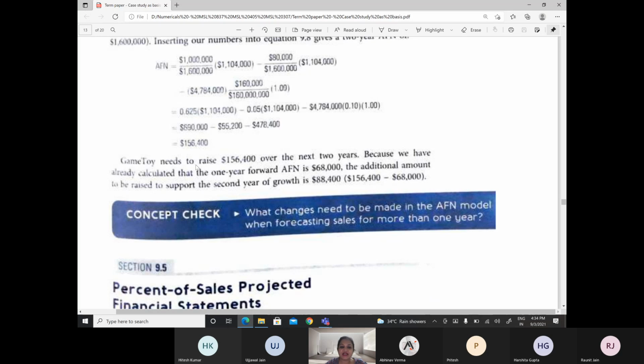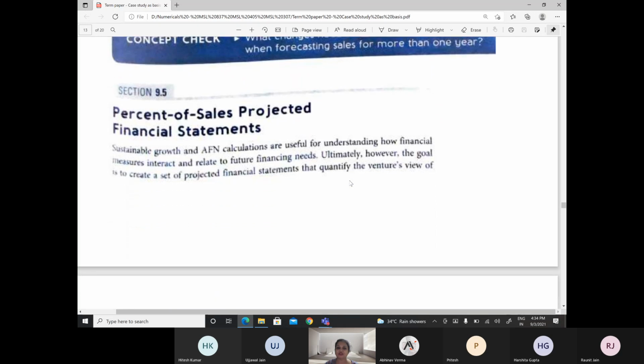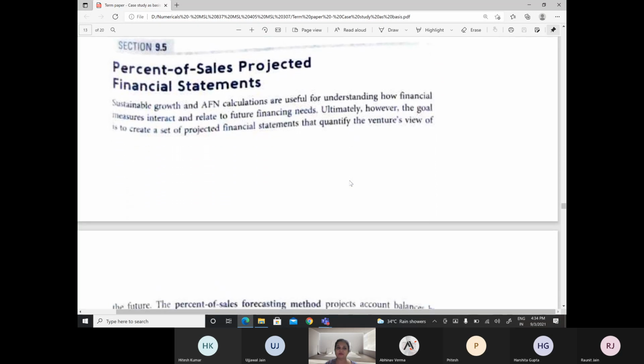Because we have already calculated that the 1-year forward AFN is 68,000, the additional amount that will be raised to support the second year of growth is 88,400. So when you're making your projections and you're showing that year on year we will be needing this kind of financing, this is the background that you'll be presenting for it. Any doubts, any questions so far?